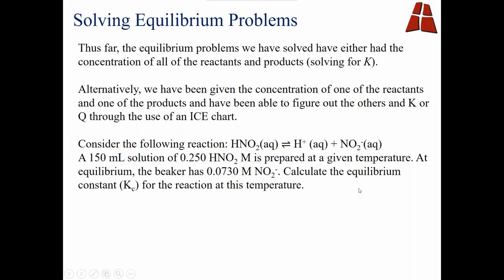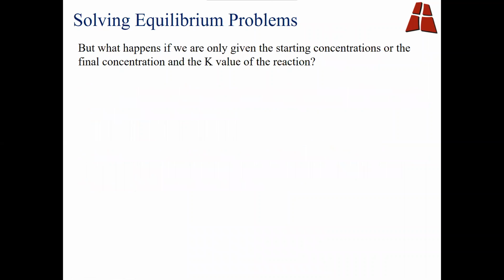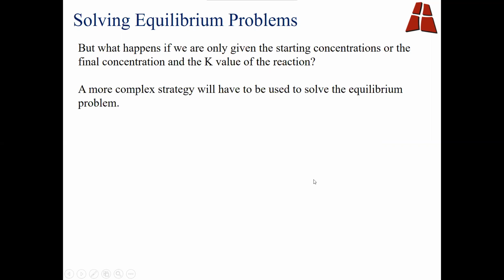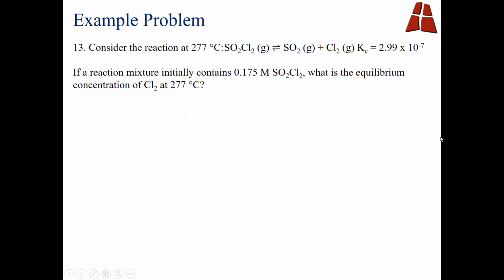And so these have been good starter problems, but we're actually going to level it up one more time here. How do we solve problems when we are only given starting concentrations or final concentrations and the K value of a reaction? In order to do this, we need to use a more complex strategy. And this is something that we're going to be using, obviously, this unit and pretty much all of next unit. So I would recommend learning this strategy well. And obviously, if you have any questions, please let me know via email or during class.